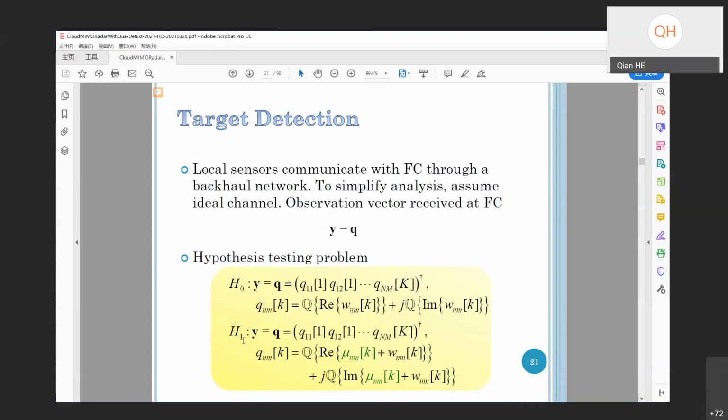Under H1, alternatively, that means there is a target. So what you received is the quantized target reflection part plus noise, with its real part and its imaginary part. So anyway, this is just a detection problem, a hypothesis testing problem. No target, hypothesis H0; target exists, hypothesis H1. So you want to tell between H0 and H1, and decide for either of them.